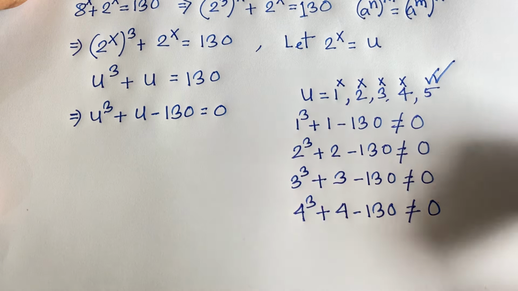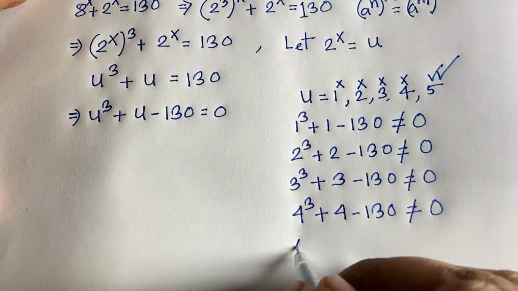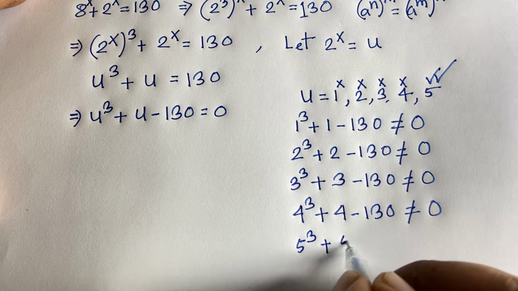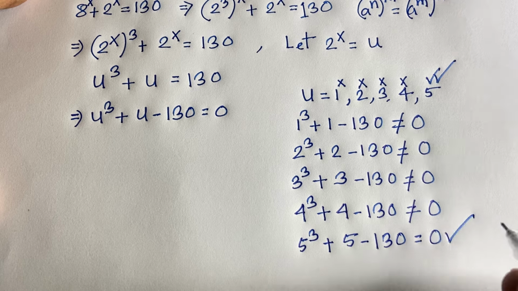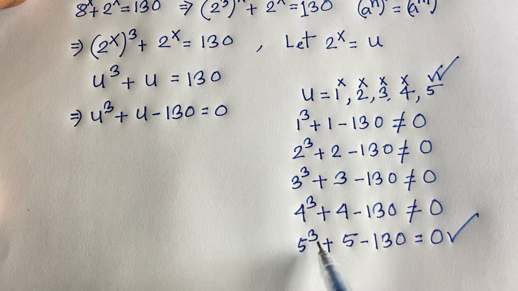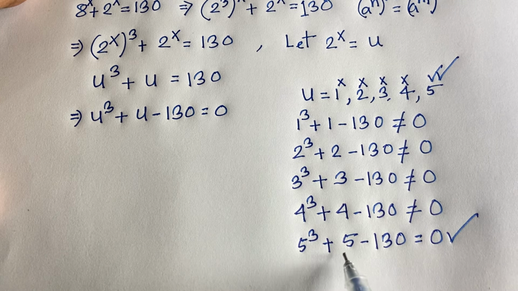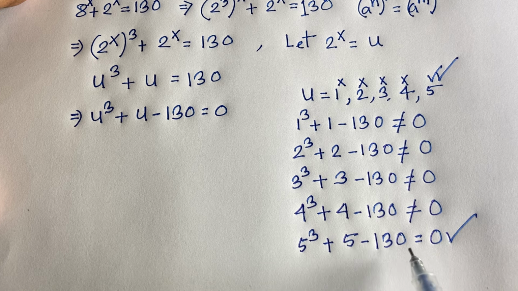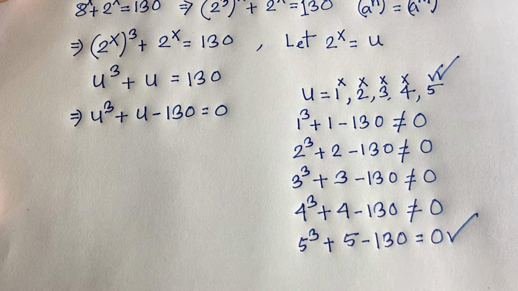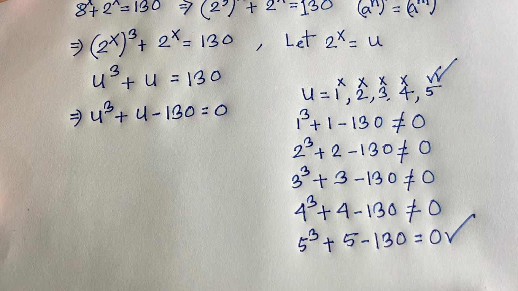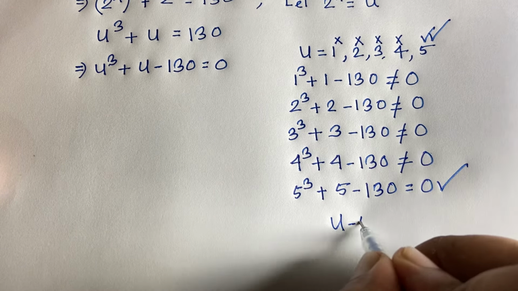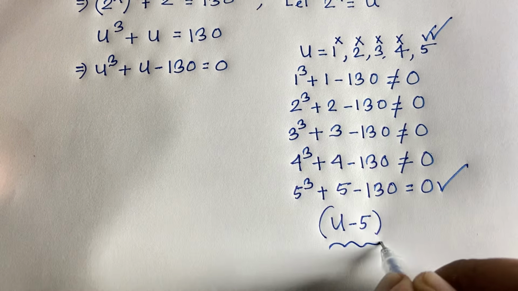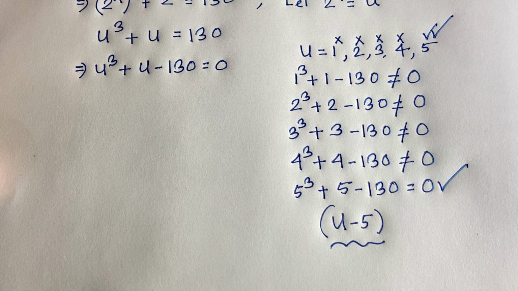But if you think u is equal to 5, then 5 to the power 3 plus 5 minus 130 is equal to 0. This is right, because 5 to the power 3 will be 125 plus 5 minus 130, which is obviously 0. So I can say here is one factor, u is equal to 5, so the factor will be u minus 5.